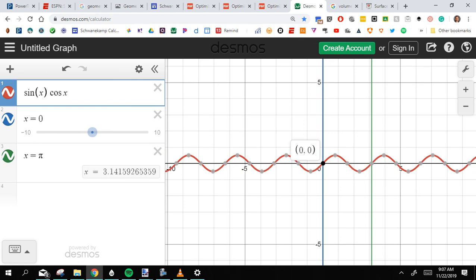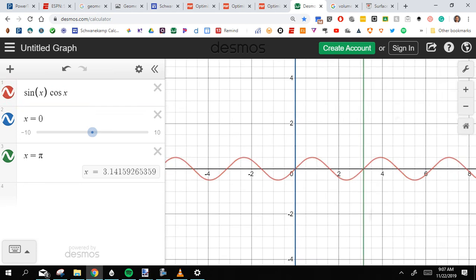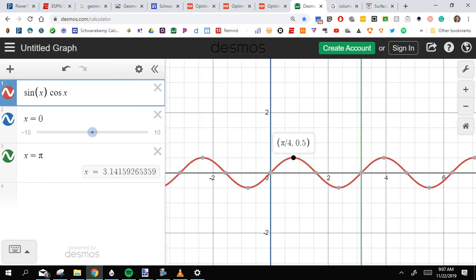Oh, look, there's the highest point. It's at pi over 4. What's that value? 0.5. Hey, look, here's the lowest point in between those intervals. It's negative 0.5. Where is that happening? At 3 pi over 4. It's just showing you exactly what we found on the other part. Questions on that?